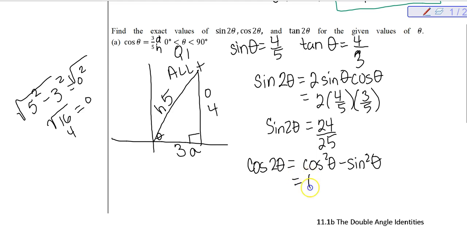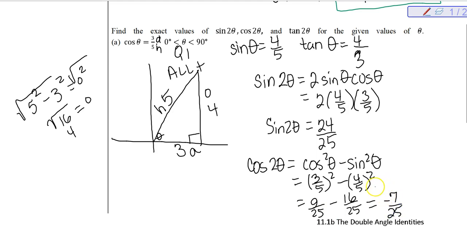So what's the cosine of theta? 3/5 squared. And the sine of theta is 4/5 squared. So that's 9/25 minus 16/25, which is negative 7/25. Okay, so that's interesting. So my sine value is positive and my cosine value is negative, which means I'm not in quadrant 1 anymore. I'm in quadrant 2. So my double angle's in quadrant 2.